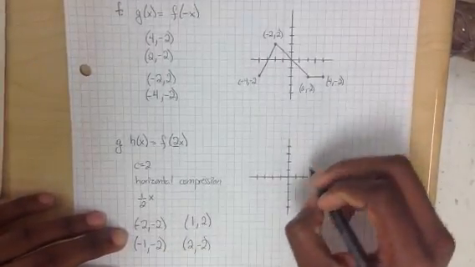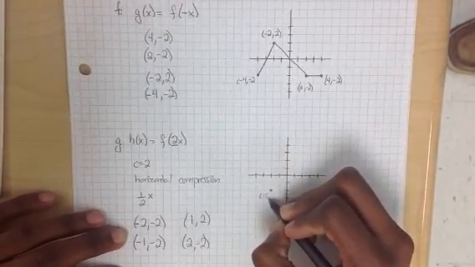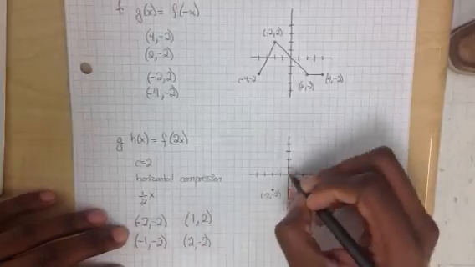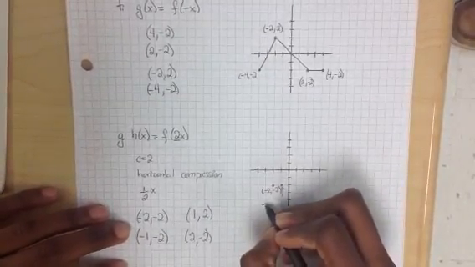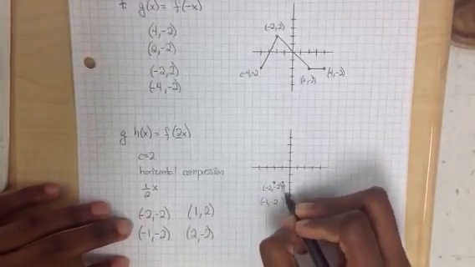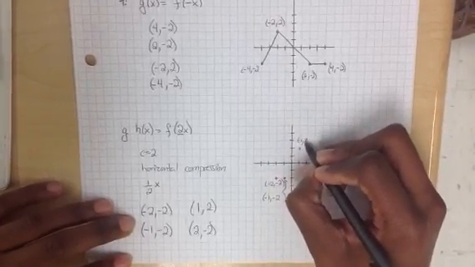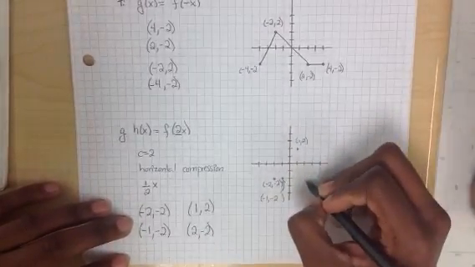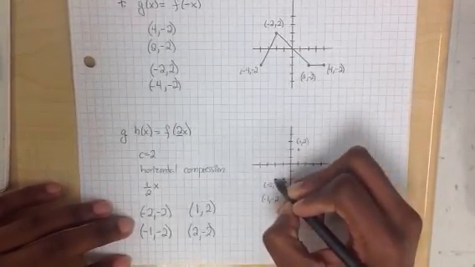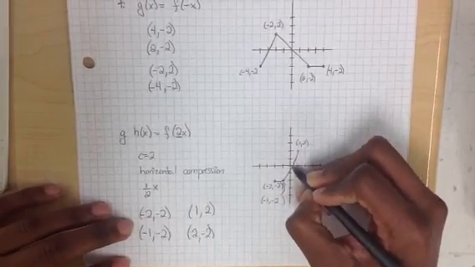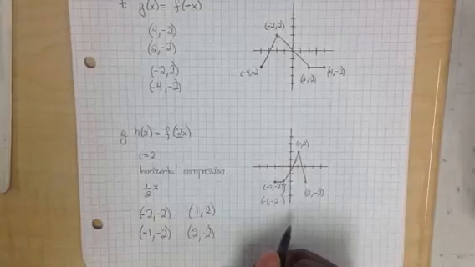Next we plot those points, so we'll just start negative 2, negative 2, negative 1, negative 2, should be here, just put an arrow there. 1, 2, and 2, negative 2. Connect the dots for the graph. And that's our final answer.